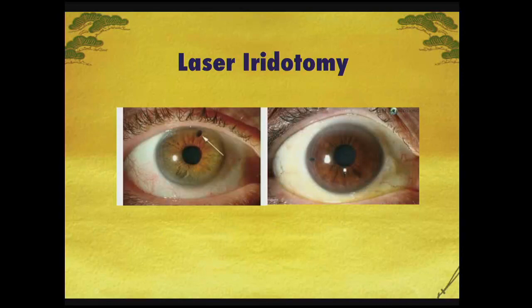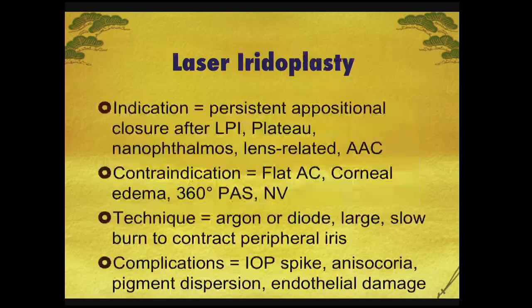The iridotomy classically was placed superiorly. Now there are two prospective studies that indicate that it might be better to place the iridotomy temporally. There was one study that actually randomized eyes. One eye got a temporal, one got a superior, and there were fewer complaints with the temporal iridotomies.